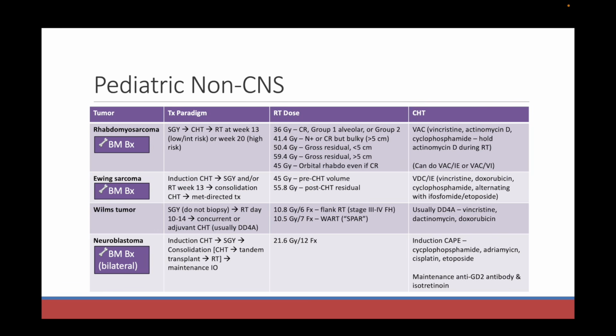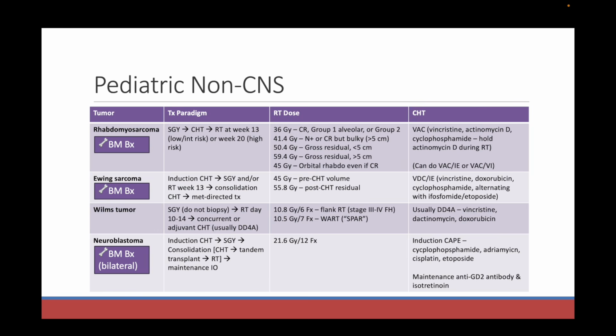For Wilms tumor, these patients need to go for upfront radical nephrectomy and lymph node sampling. We do not biopsy Wilms tumor. Then they need to get radiation at day 10 to 14. So very immediate, urgent adjuvant radiation, day 10 to 14. And the dose is 10.8 gray in 6 fractions if we're doing flank radiation. So if they are favorable histology stage 3 to 4, or any stage with unfavorable histology.